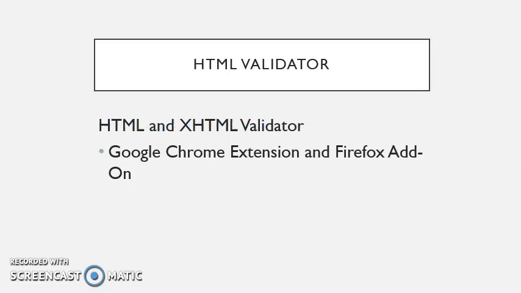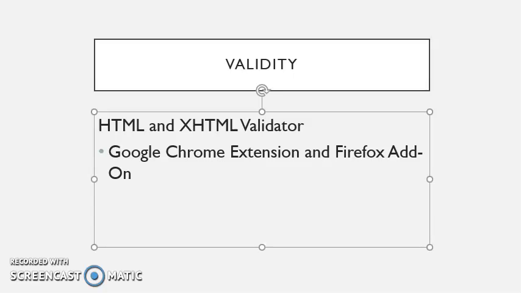The next one is HTML Validator, which is not a very original name. This is an HTML and XHTML validator. It's a Google Chrome extension and a Firefox add-on. The next one is called Validity. This is also an HTML and XHTML validator, and it is also a Google Chrome extension and a Firefox add-on.